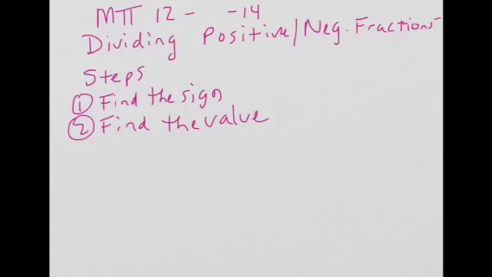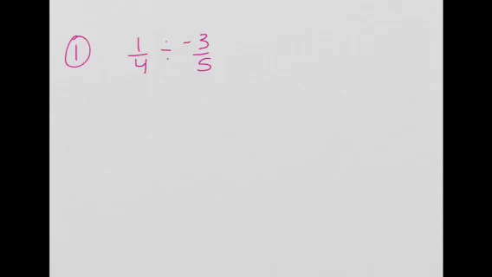Open up your MTT and we're going to review dividing positive fractions and negative fractions. A reminder, when we're doing negative fractions, you're always going to find the sign first and then you're going to find the value. So we're going to take a look at this one first. We have a positive and a negative, so that is love to hate, so we know that our answer is going to be negative. So you figure out the sign first, and then you do dividing fractions as easy as pie, flip the second and multiply.